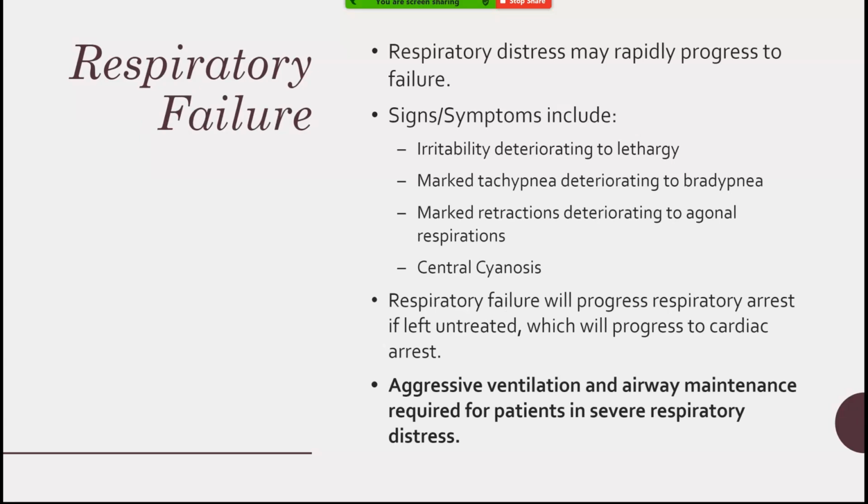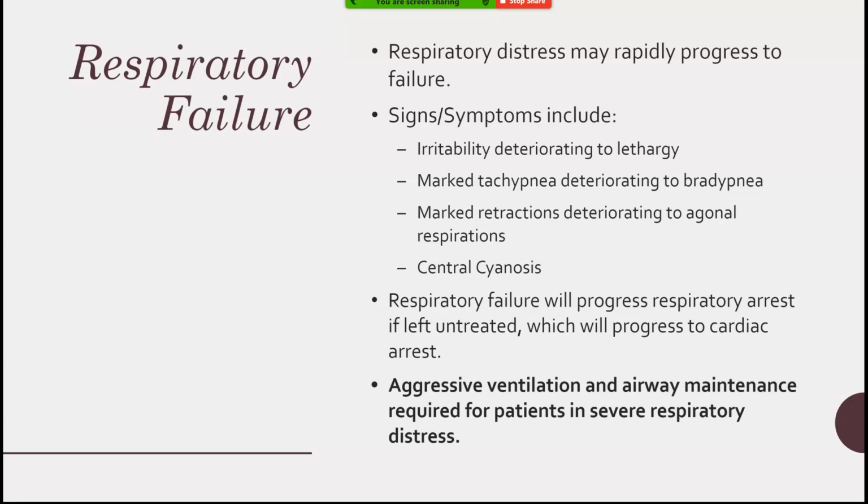If the baby starts to continue to deteriorate into irritability or lethargy, where their breathing starts to go from very fast to very slow, bad sign. That's the gateway to respiratory failure, okay? And if you don't treat respiratory failure, they will go into cardiac arrest. Similarly to adults, right? If you don't fix respiratory failure in adults, they're going to go into cardiac arrest.